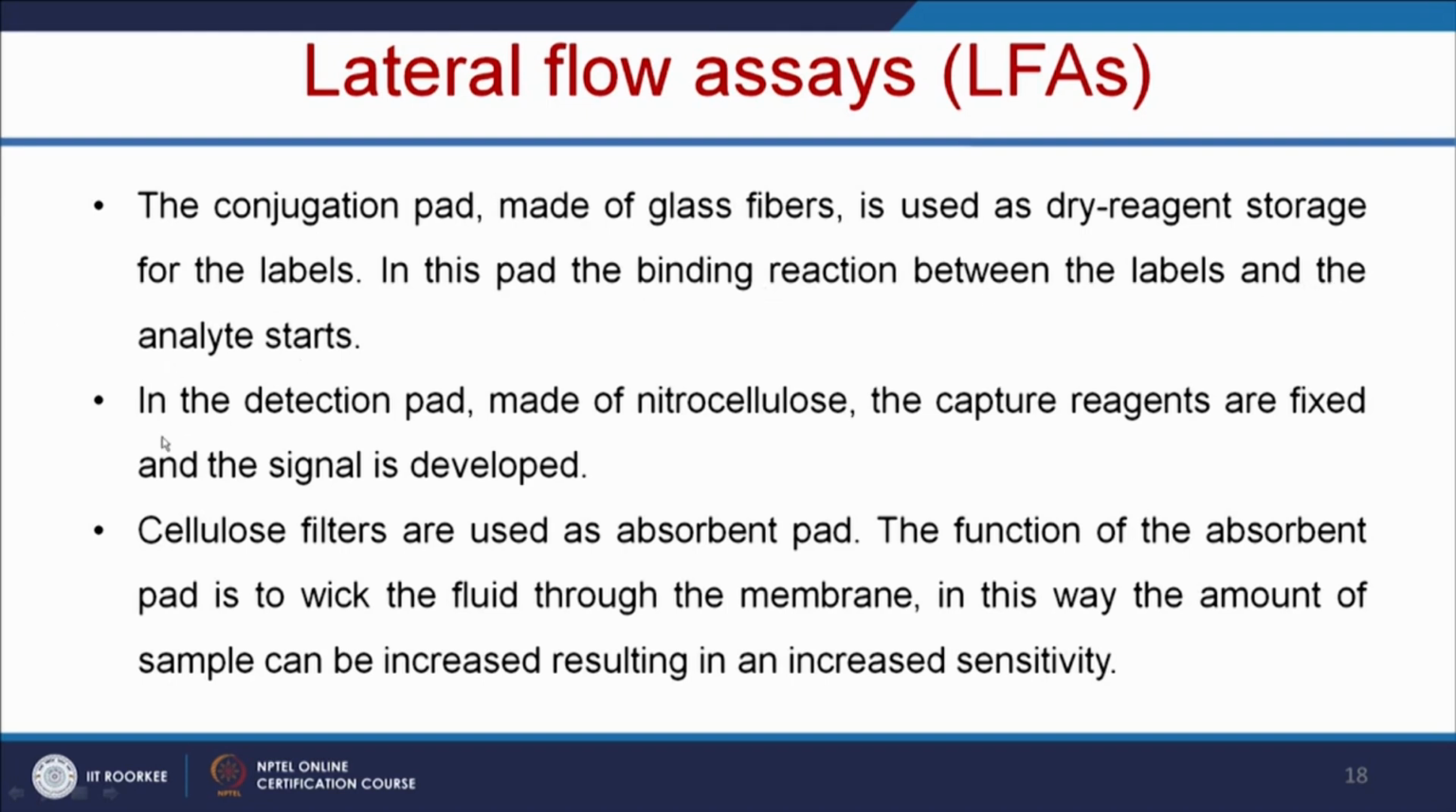In the detection pad, it is made up of nitrocellulose. The capture reagents are fixed, and the signal is developed in this detection pad. And the fourth one is the absorbent pad. It is made up of cellulose filters. The function of the absorbent pad is to wick the fluid through the membrane. In this way the amount of sample can be increased, resulting in an increased sensitivity.